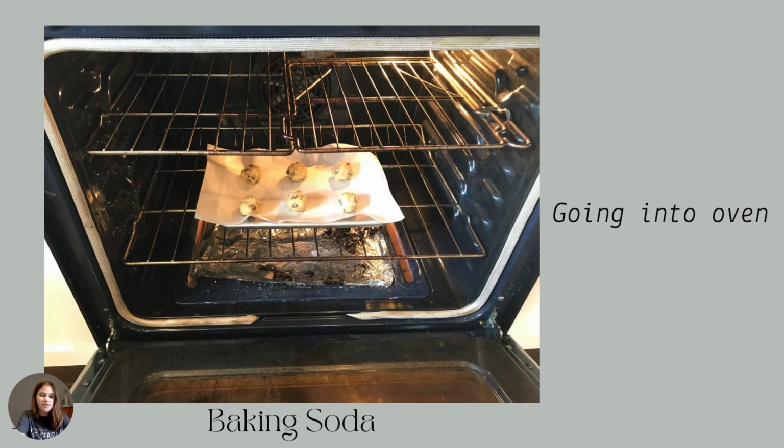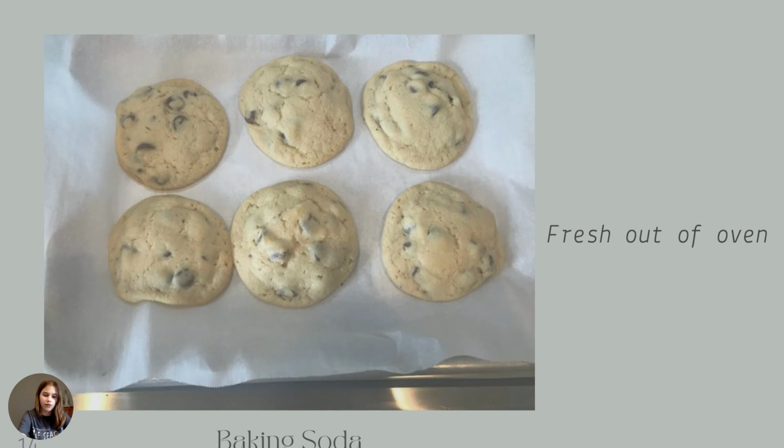Okay. This is the baking soda dough going into the oven. I baked 6 at a time. You can see that the dough is kind of light. It's got a little bit of a yellowish tinge, which in general is what you're looking for.